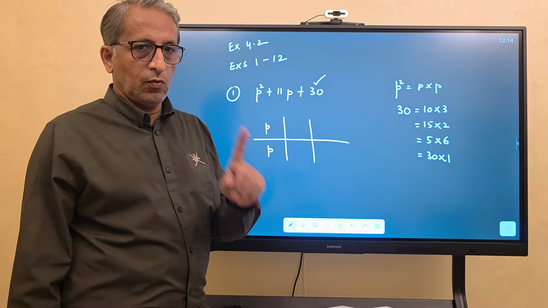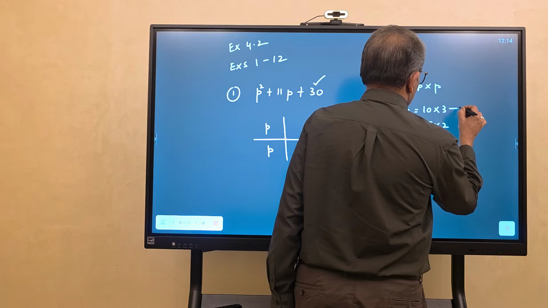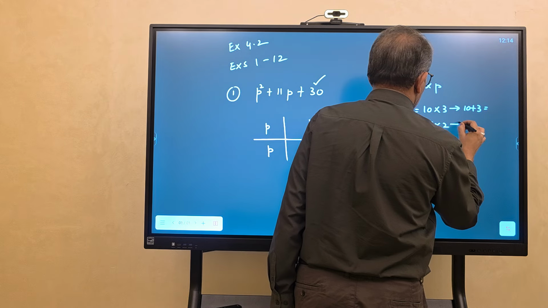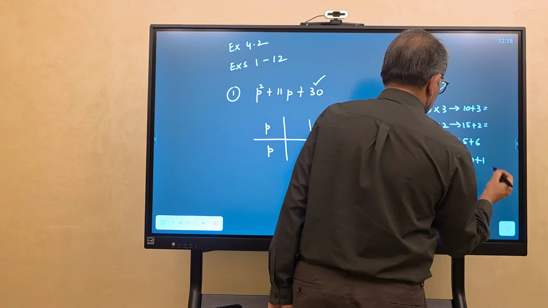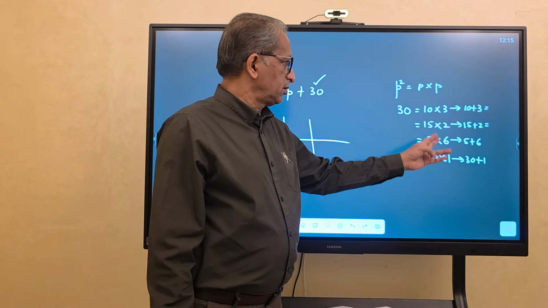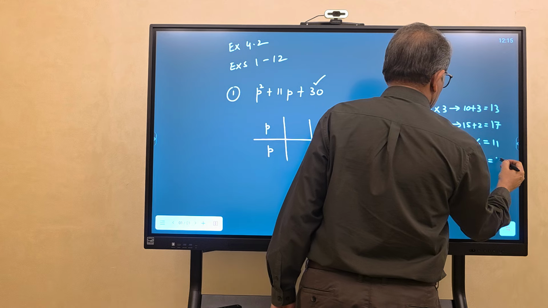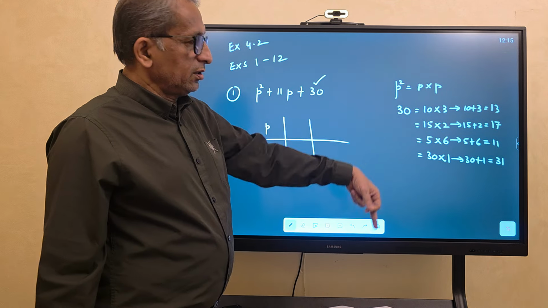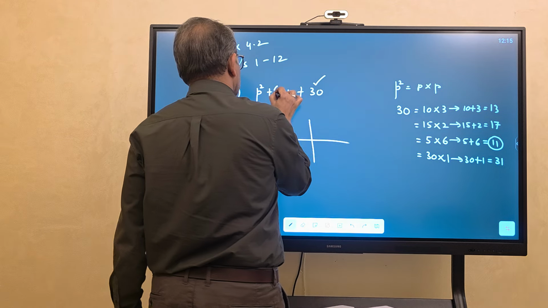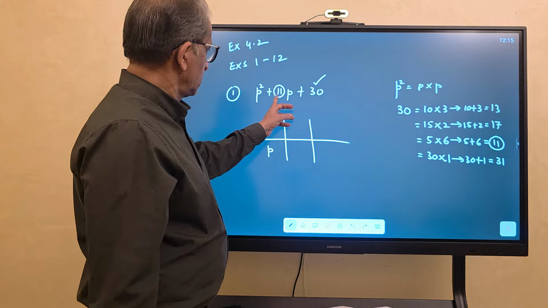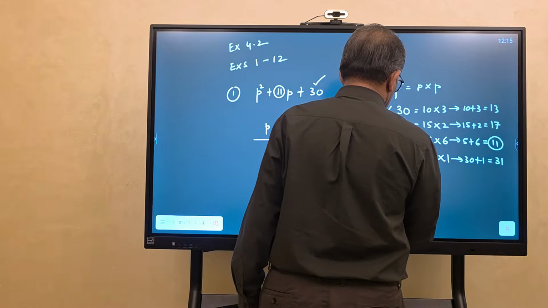Now out of these 4, 1 will work, the other 3 will not. How do I know that? You add the factors. First find all the possible factors, then add those factors. 10 plus 3 is 13, 17, 11 and 31. Now look at the addition. I will select this one because your middle term is 11 here. So I will reject the others.